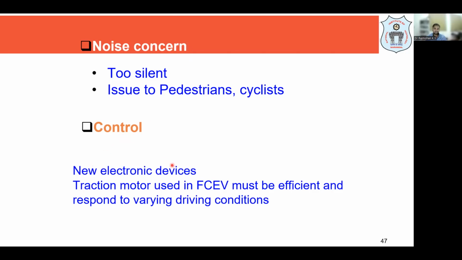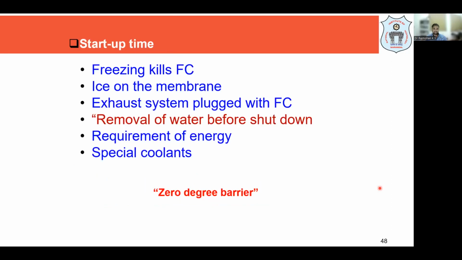And with respect to control, obviously when you use an IC engine, we have fewer control things, but here we have to have new electronic devices, and a traction motor is used, because we are going to have varying driving conditions. We also need many sensors. Hydrogen leakage sensors should be there, right? Where an oxygen tank is there, any leakage we need to identify, right? So many sensors are required. And consider cold countries. What happens for such vehicles? Freezing kills fuel cells. Freezing means ice is formed, because water is there, water is being used in the fuel cell, right?